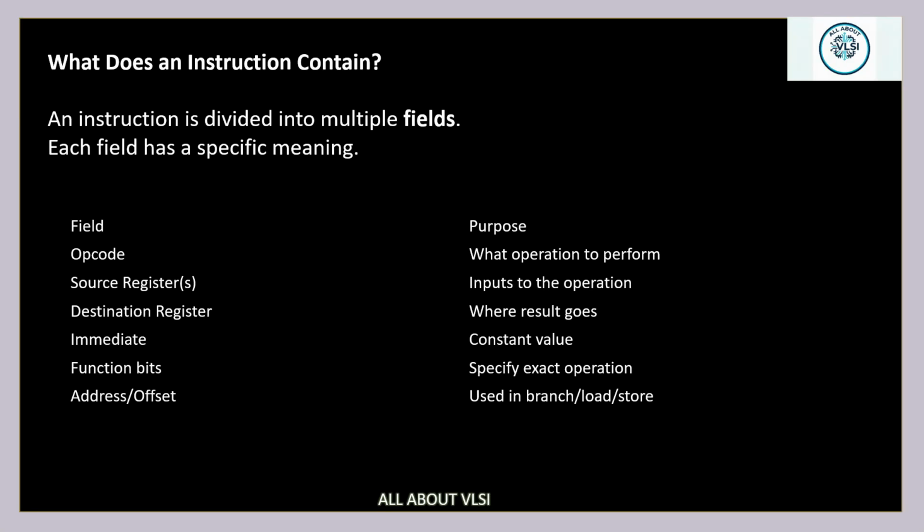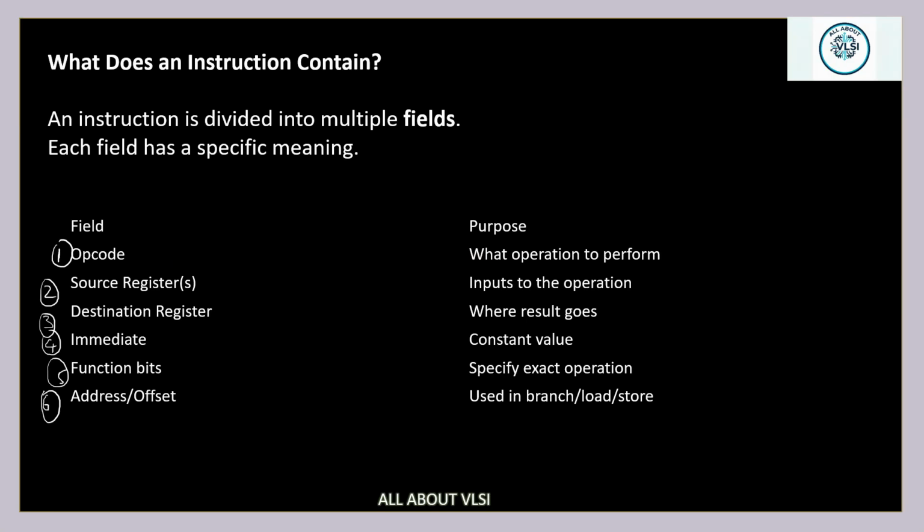So basically, what is that instruction going to have? Generally, instructions have these kinds of fields. First one is opcode, second one is source register, and the third one is destination register, immediate, function bits, and address offset. Basically, opcode will tell you what exact operation you need to perform, like addition, subtraction, multiplication, division, shifting, or whatever kind of operation you intend to perform. So your opcode is going to tell that.